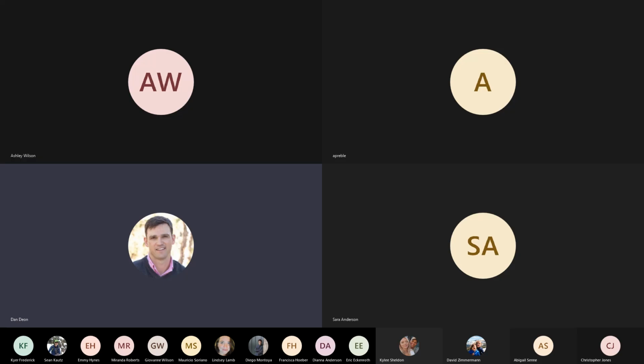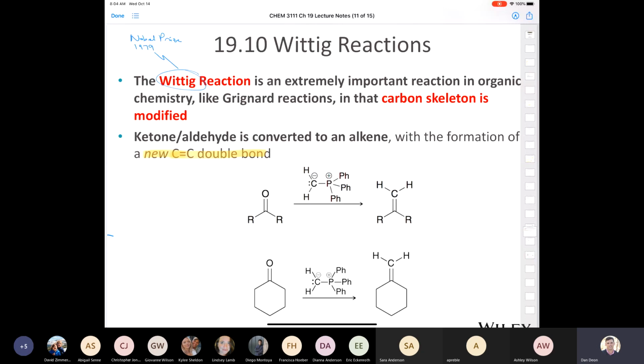Okay, here we go. So 19.10, and you can see my writing on here from the last class. The last two reactions that we looked at were in section 19.10, which were the Wittig reaction and the Horner-Wadsworth-Emmons reaction. And I explained how a Wittig reaction is another way to make a carbon-carbon bond.